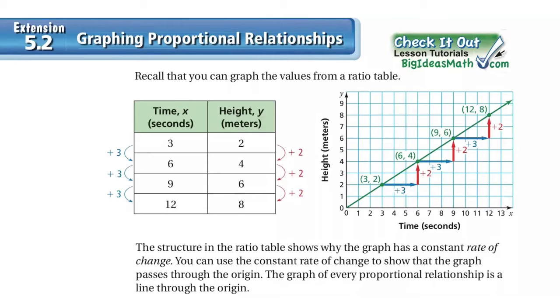Remember, the origin is 0, 0. So you can see if we draw this line back towards 0, 0, it does go straight through 0, 0, which means that it's a proportional relationship.